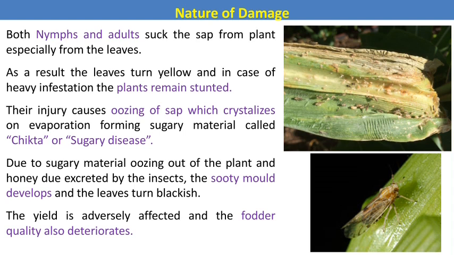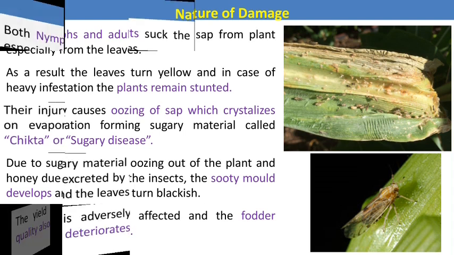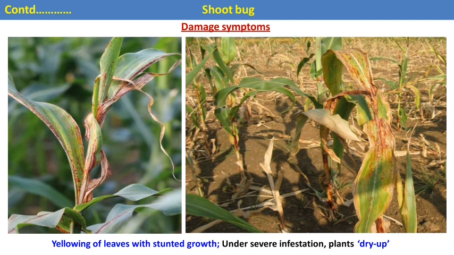And this is another major characteristic symptom produced due to the feeding of the Delphacids. Due to the sugary material oozing out of the plant and the honeydew excreted by the insect, sooty mold develops and the leaves turn blackish in appearance, and it directly affects the photosynthetic rate. As a result of feeding, the yield is adversely affected and the fodder quality also deteriorates. This is the nature of damage of the Delphacids. Then this is the symptom produced due to the sucking of cells by the shoot bugs: yellowing of the leaves with stunted growth, and under severe infestation the plant dries up completely.